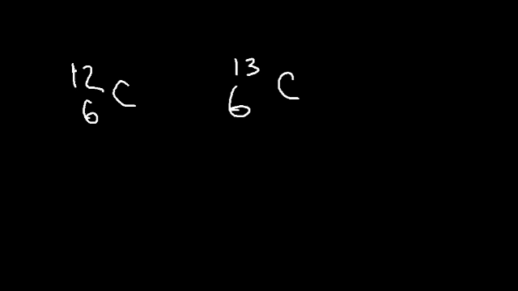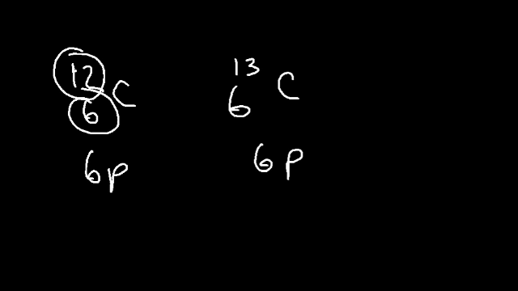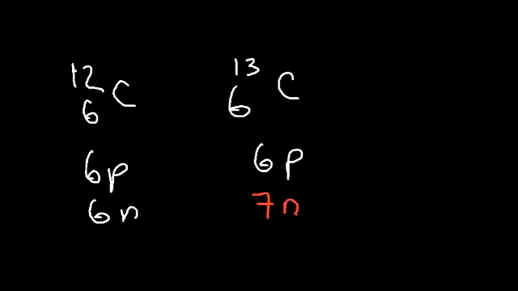Now, how many protons are found in each of these two isotopes of carbon? Both contain 6 protons. To find the number of neutrons, take the mass number minus the atomic number. So the one on the left contains 6 neutrons, and the one on the right has 7 neutrons. 13 minus 6 is 7. Because these are both atoms of carbon, they're electrically neutral, so the number of electrons is the same.